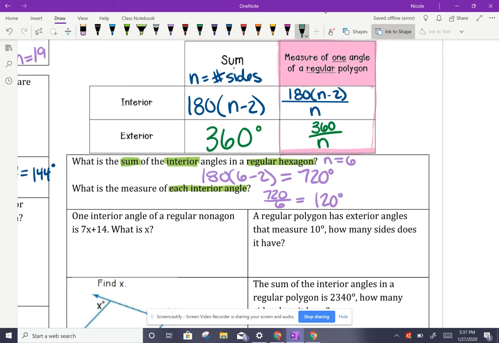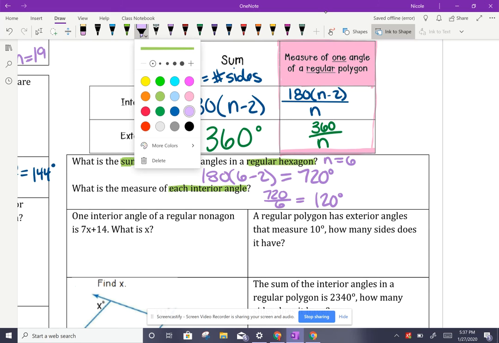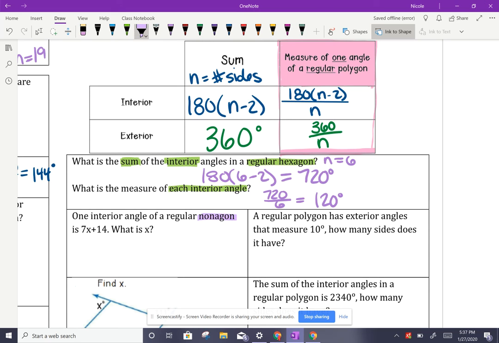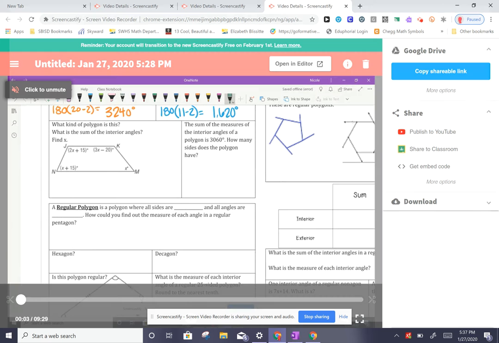All right, one interior angle of a regular nonagon. Nonagon. Anybody want to guess how many sides of that? One interior angle of a nonagon, 9 sides. So we're dealing with an n of 9. And it tells us it is 7x plus 14. So first I need to find out what the actual number is.